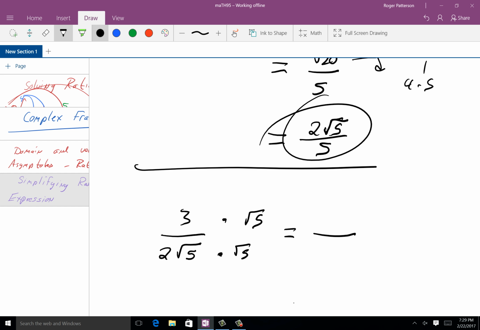So the top's easy: 3 square roots of 5. What are we going to get on the bottom? Very good, 10. Where's the 10 coming from? Yep, we got square root of 5 times square root of 5 is 5, times 2 is 10. Okay. Can this be reduced? That's done. We can't reduce it.